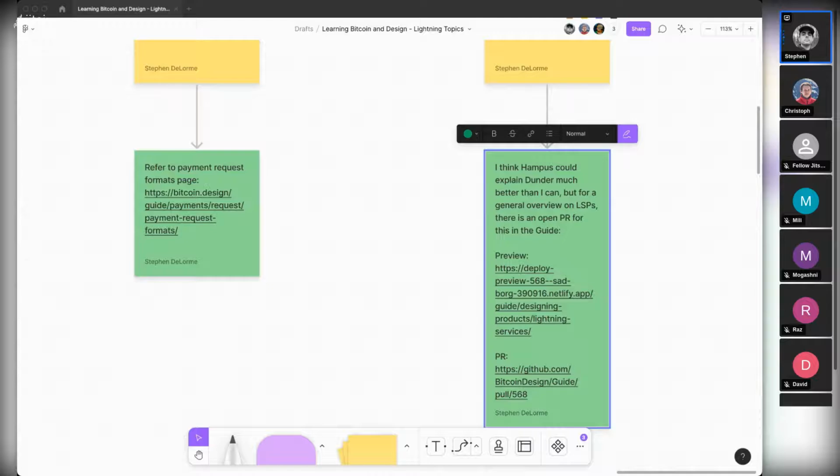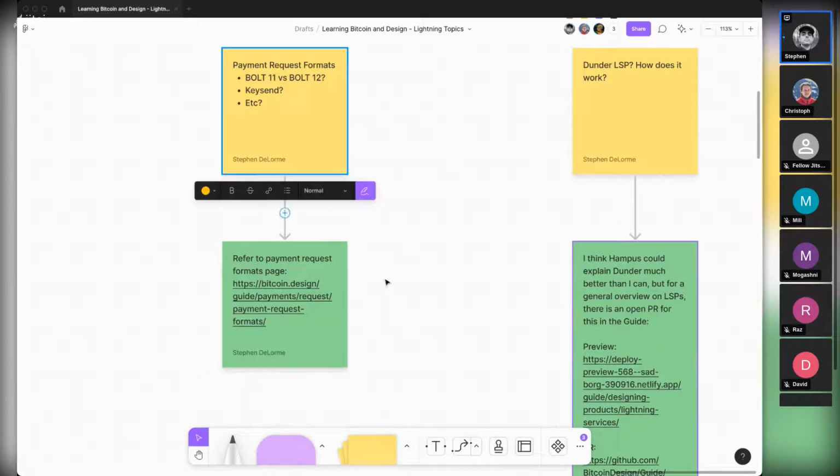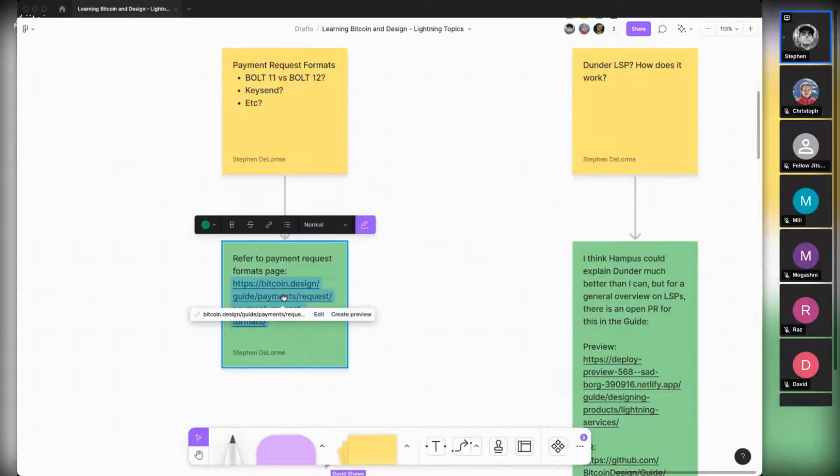So one thing that might be good is you could read that page if you're curious and see if that answers some of your questions about what LSPs do. And if it doesn't make sense, you could leave a comment on the PR, and Bosch could edit some things. Instead of lingering on the LSP topic, I'll go to your questions about Bolt 11 and Bolt 12 and Keysend, and what's the difference between all these different formats. So I dropped a link here to the payment request formats page in the design guide.